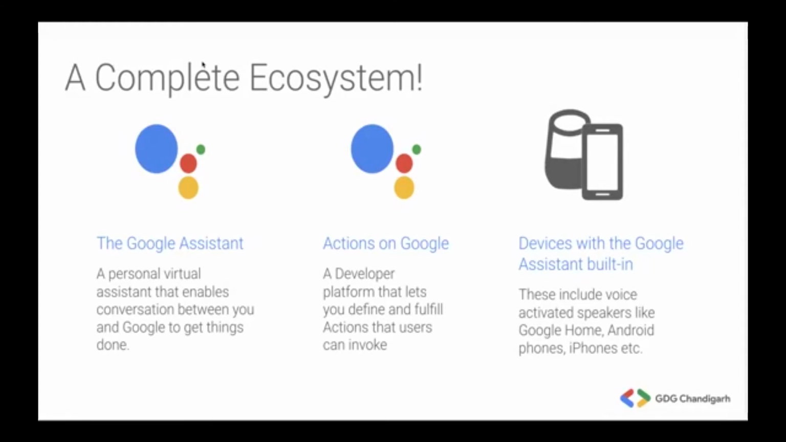So let's move to AOG. What is AOG? Sorry about my voice. As I already explained, let's understand the ecosystem before we directly jump into the practical part. This platform has three parts: Google Assistant is a personal assistant, or you can say a virtual assistant, that enables the conversations between the user and your backend. Let's say Google is the backend for now. Then we just talk with the assistant and get things done, right? So these are the three platforms: Google Assistant, Action on Google, and devices that we need to work in this ecosystem.